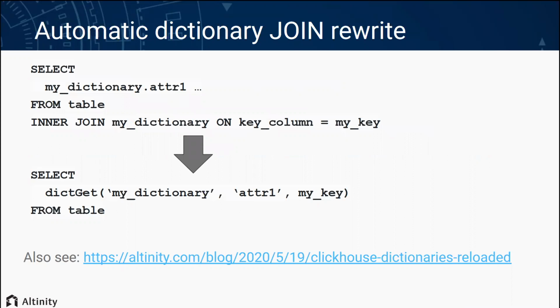So this is an example of a join rewrite. If you have a query and you join a dictionary in order to extract some attributes, it gets automatically rewritten to dictGet function calls internally. You don't need to do it by yourself. ClickHouse can do it automatically for you starting from 20.4. And some details about why it matters you can find in Altinity blog articles back in May. So I don't want to spend a lot of time right now. Next slide.